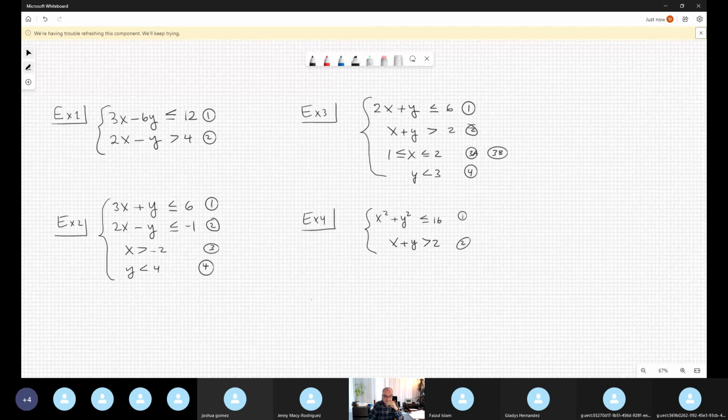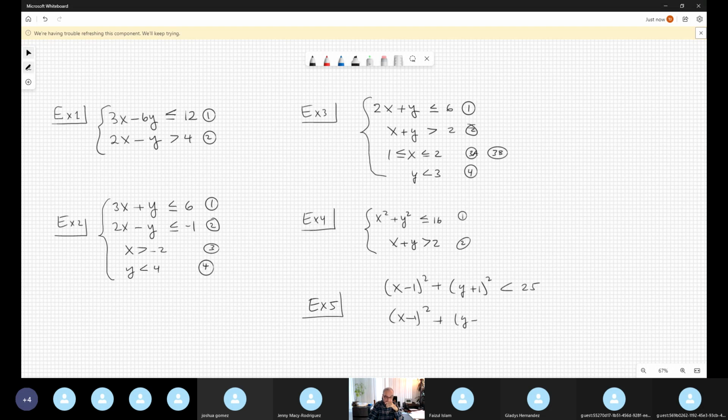Example 5. It's very interesting. Okay, (x minus 1) squared plus (y plus 1) squared less than 25. And (x minus 1) squared plus (y plus 1)... Oh, what the hell? It's the same, no? It's greater than or equal to 16.